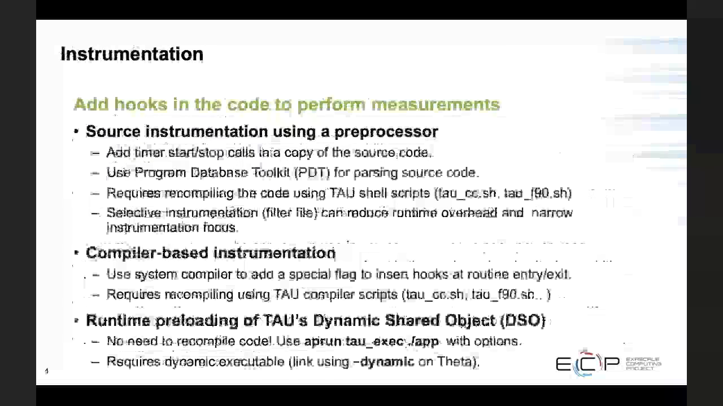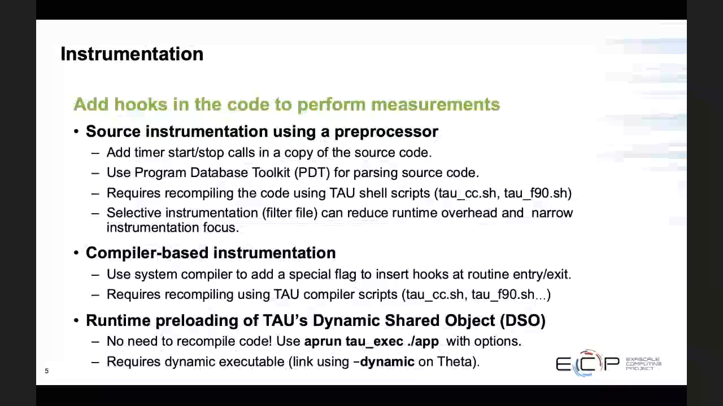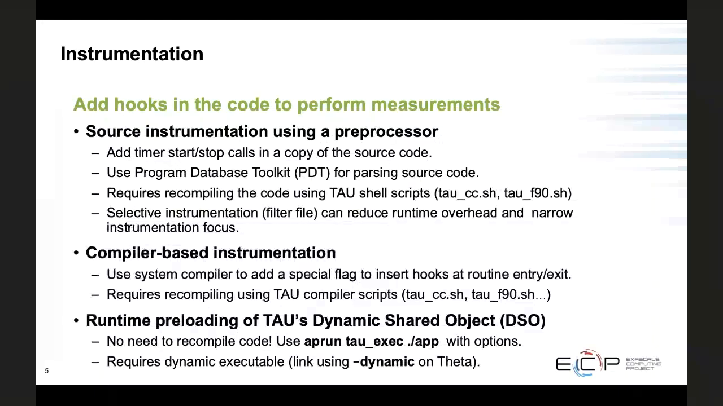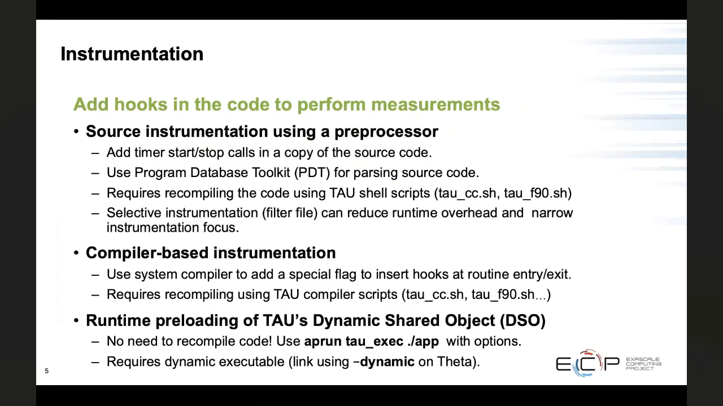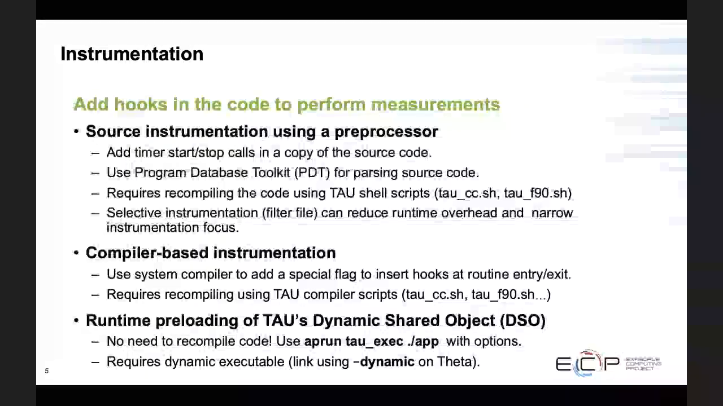So the first part of Tau involves instrumentation, which is adding hooks to the code to perform those measurements. Now, Tau can add hooks to your application by parsing the source code using a preprocessor, using a toolkit called the Program Database Toolkit, or PDT, where we can parse the source code written in C, C++, Fortran, and recompile that code using Tau shell scripts like taucc.sh or tauf90.sh. And we can add hooks to a copy of the code.